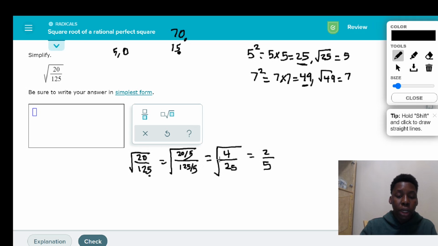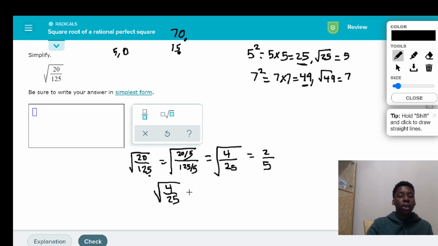And when we do that, that will be equal to 4 over 25, because when we divide 20 by 5 up here, that gave us 4, and 125 divided by 5 down here gives 25, right? So this is where we are now, 4 over 25. Let me write that down. The square root of 4 over 25.